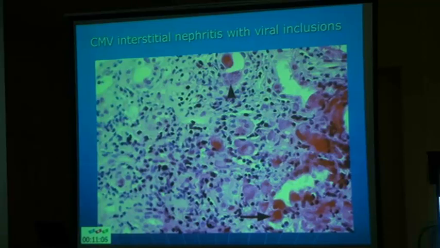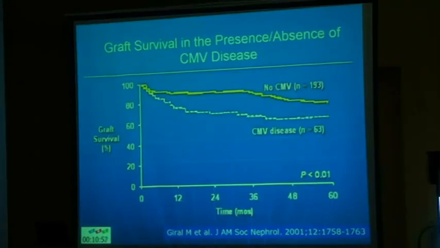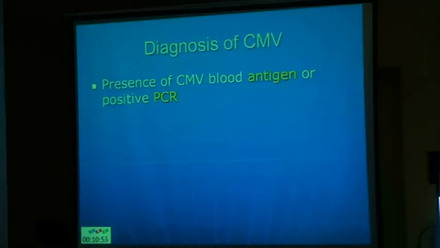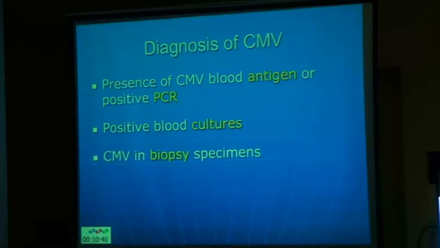You get inflammatory reaction with these viral inclusions that, if it had not been for the viral inclusions, could be confused with acute rejection. Graft survival is definitely better when cytomegalovirus is not there. And how to diagnose cytomegalovirus? Well, the best thing is to detect the viral antigens, the pp65, or to have a positive PCR. You can get also a positive blood culture, but of course this is going to take longer. And as you have seen, CMV in biopsy specimens.